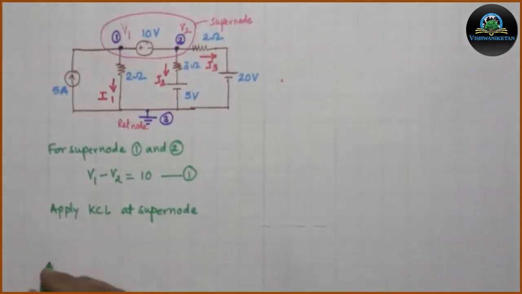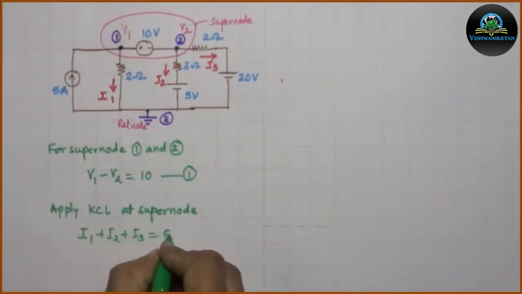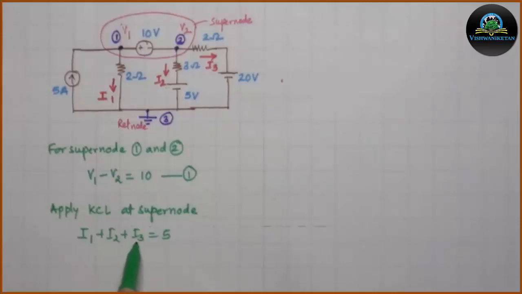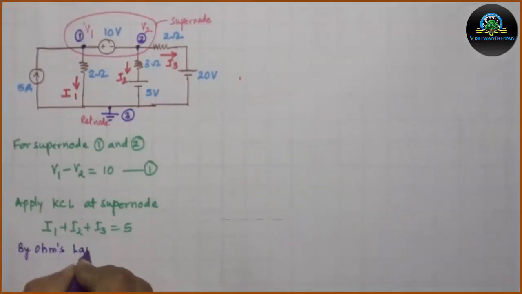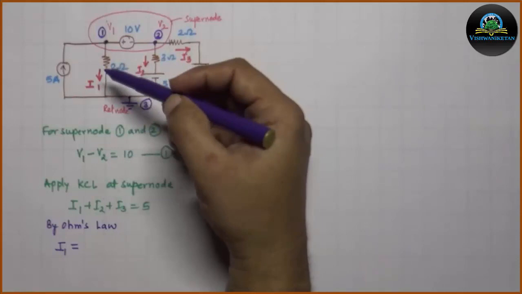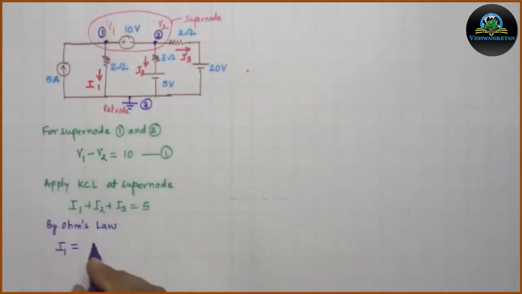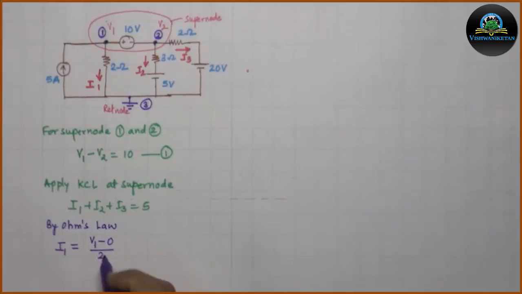Hence, we can write down the equation as I1 plus I2 plus I3 is equal to 5, where I1 plus I2 plus I3 is outgoing current and 5 ampere is incoming current. By Ohm's law, I can write down I1 as I1 is the current flowing from node 1, supernode 1 to reference node. Hence, it is written as V1 minus 0 divided by 2.